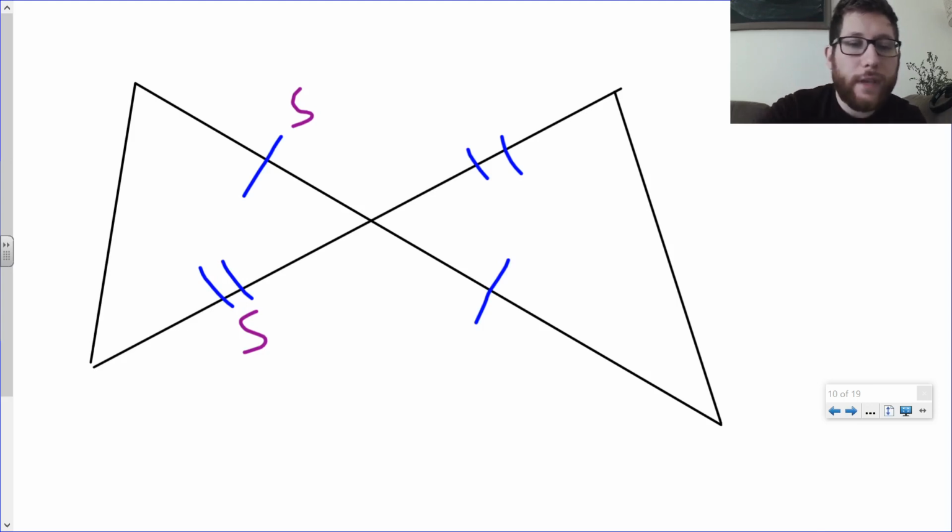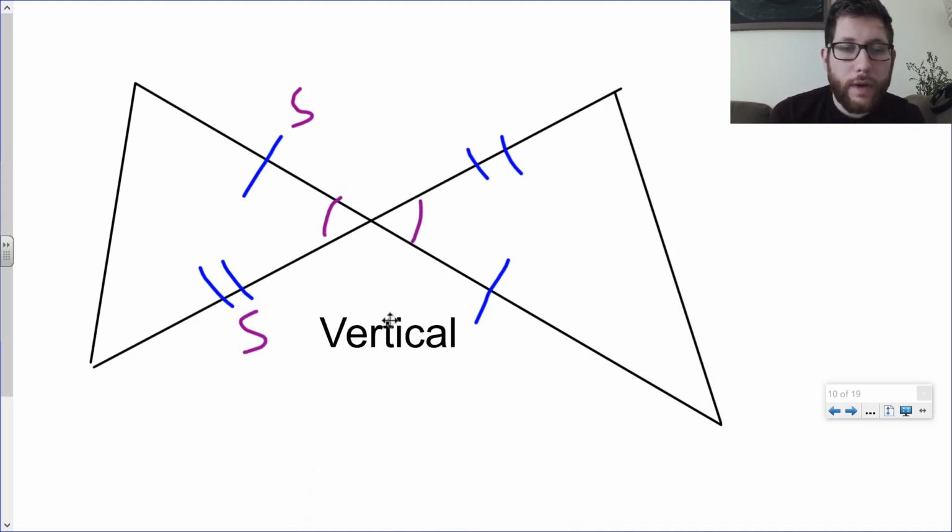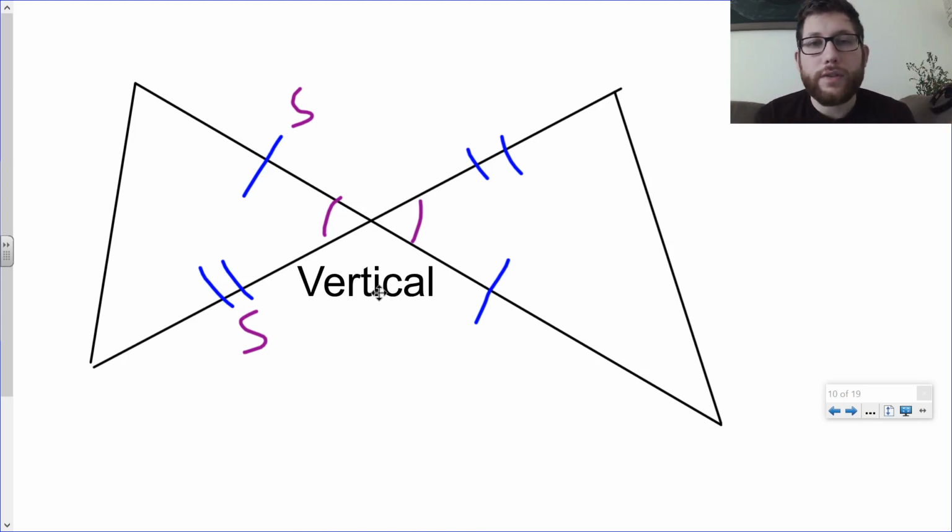But what do I have here? I have some vertical angles. Remember vertical angles. This is an angle pair that we've got to know. Vertical angles are angles that are opposite each other created by two lines, and I know vertical angles are congruent. So actually, I'm allowed to count vertical angles. So I've got side, angle, side. So these triangles, thumbs up, are congruent by SAS.